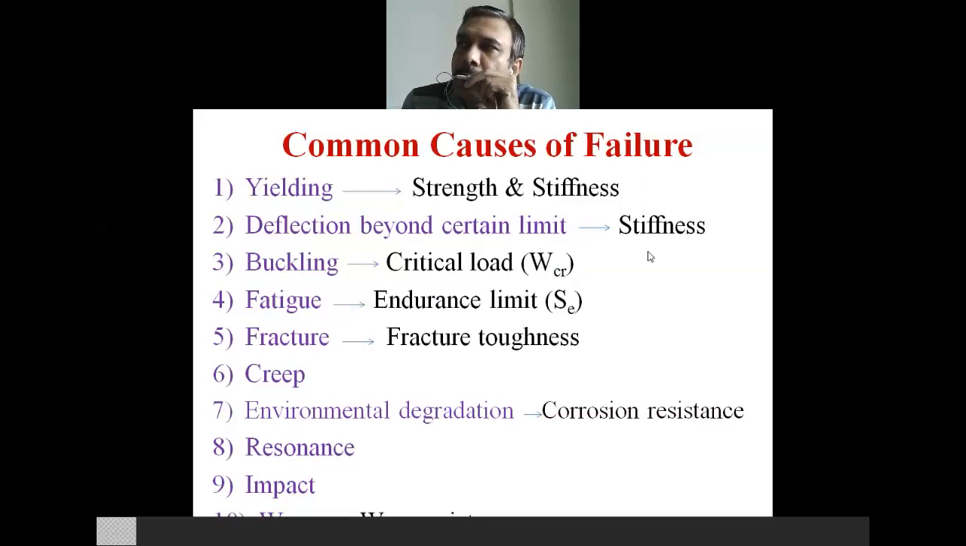So if that member is a very thin member, we call it a slender member, and if the slenderness ratio is greater than one particular value, then we treat that component as a column and you design it against buckling failure. So what is that slenderness ratio? L by K. What is K in that? Radius of gyration. Least radius of gyration.